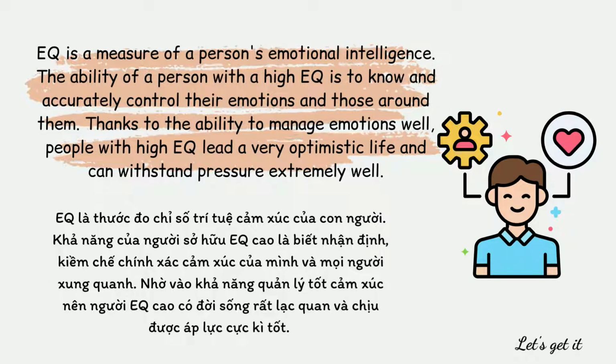EQ is a measure of a person's emotional intelligence. The ability of a person with a high EQ is to know and accurately control their emotions and those around them. Thanks to the ability to manage emotions well, people with high EQ lead a very optimistic life and can withstand pressure extremely well.